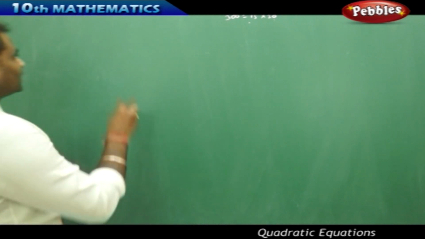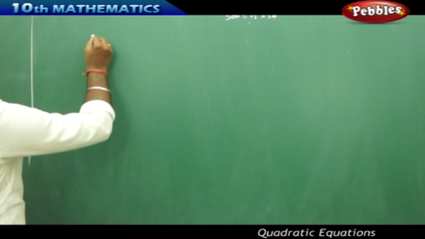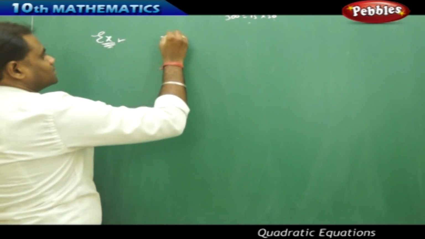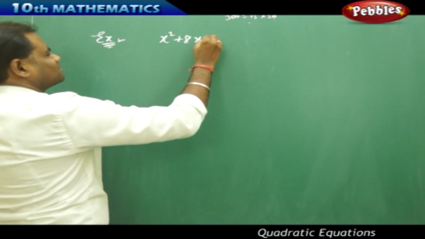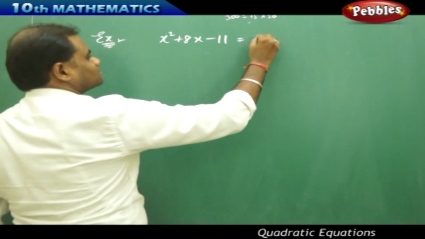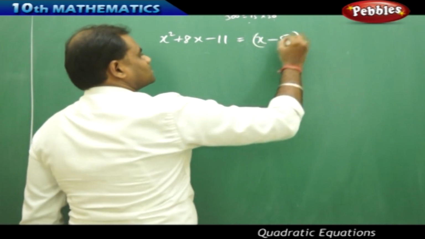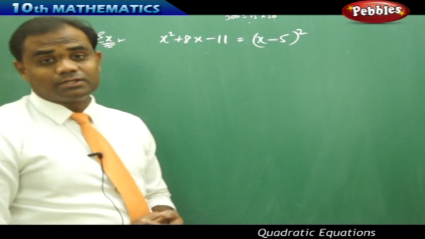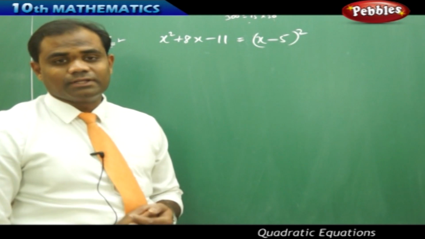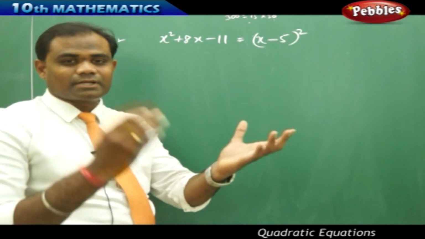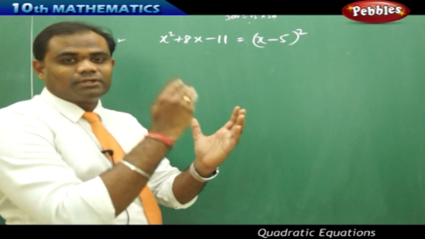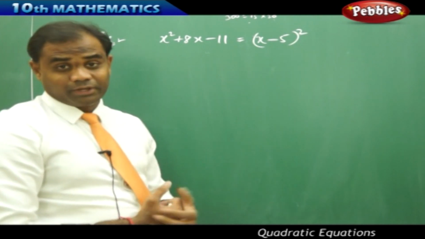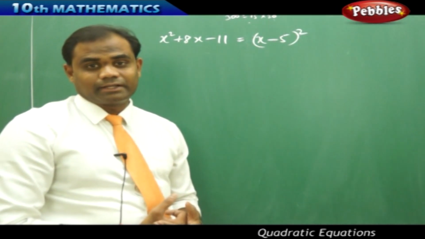Say for example, I have an equation, x squared plus 8x minus 11 is x minus 5 whole squared. Now I wanted to know if this equation is quadratic. So I need to simplify this, bring all variables and constants to the left and keep only 0 on the right. Until then, I cannot justify whether the given equation is quadratic or not a quadratic.